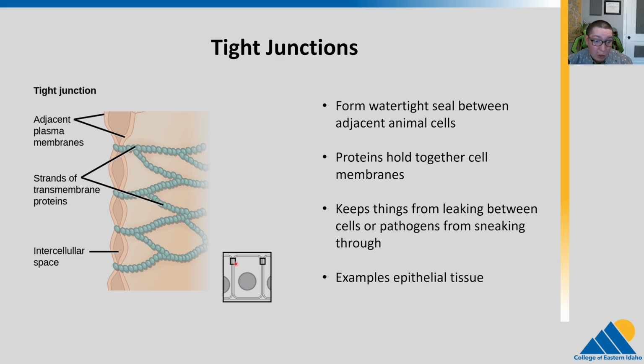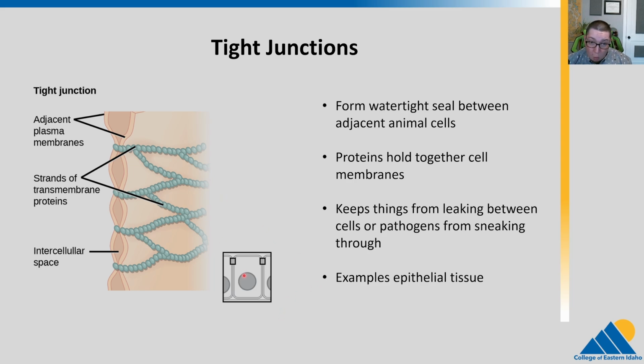Tight junctions are watertight junctions between animal cells. They seal them together. Here, we're zoomed in on the top of some epithelial cells. We have proteins that hold that junction together and are watertight. Keeps things from leaking into or out of the gap between cells. Mainly, we're keeping pathogens out, right? We don't want bacteria to get in between that junction into the rest of the body. That would evade a lot of our immune system.